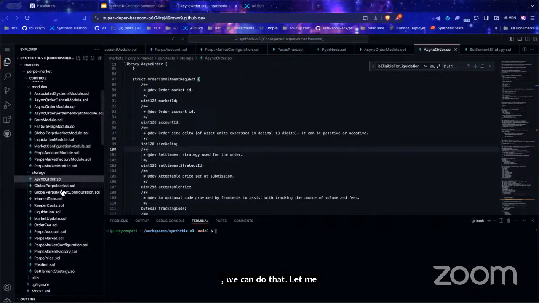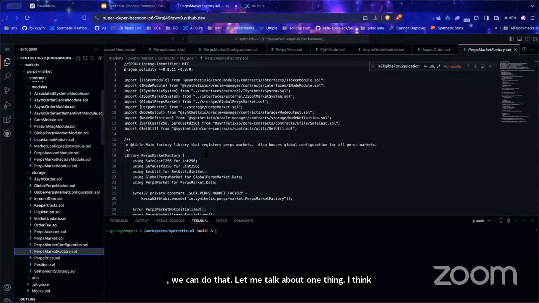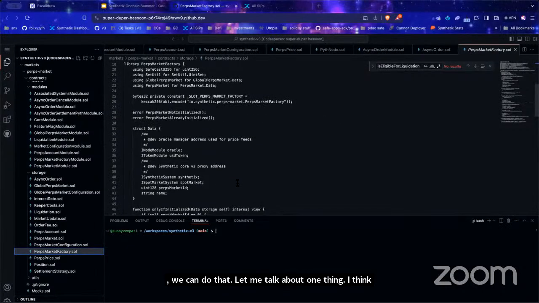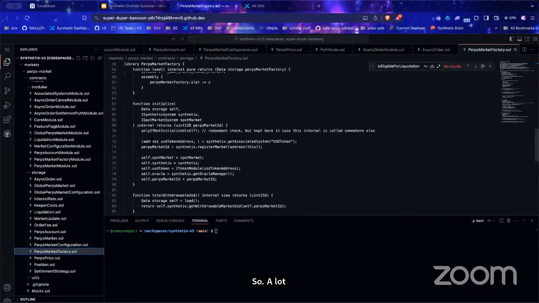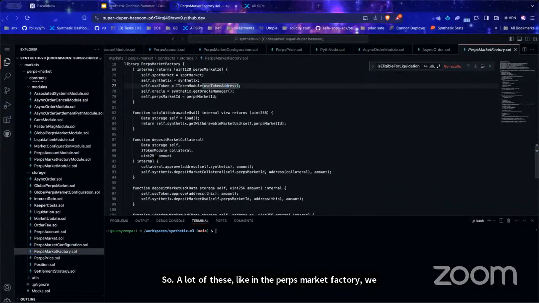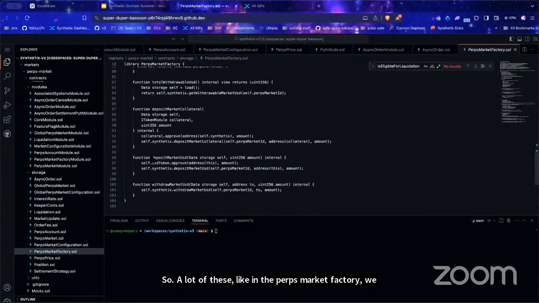Let me talk about one thing. I think this might clear up some confusion around how we're interacting with the core system. In the perps market factory, anytime you're depositing USD into the system, you'd call deposit market USD. And the line of credit I'm talking about, where the LP's collateral is delegated through the pool to the market, will be available in withdrawable market USD, and that function is here.